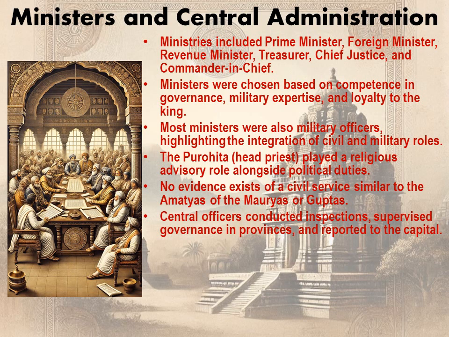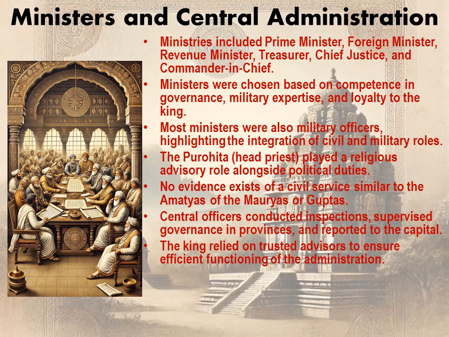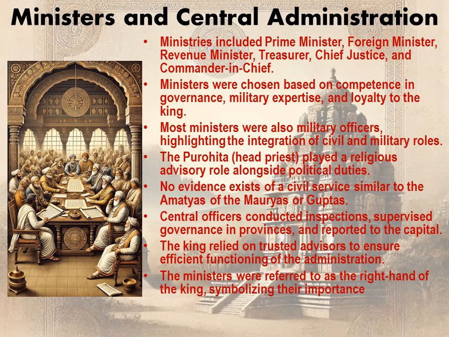Central officers conducted inspections, supervised governance in provinces, and reported to the capital. The king relied on trusted advisers to ensure efficient functioning of the administration. The ministers were referred to as the right hand of the king, symbolizing their importance.